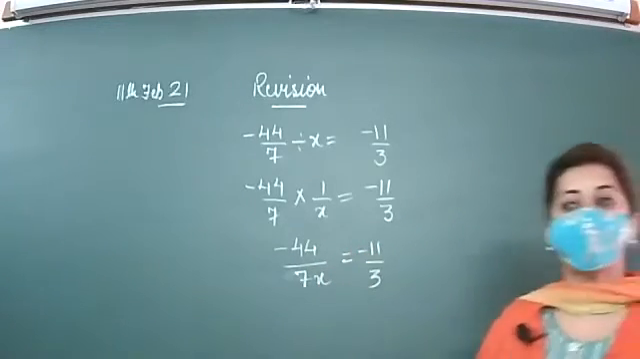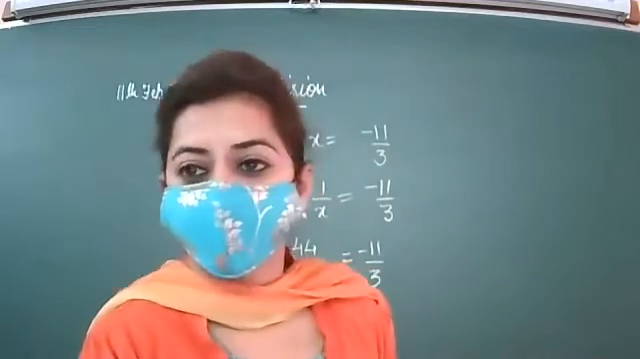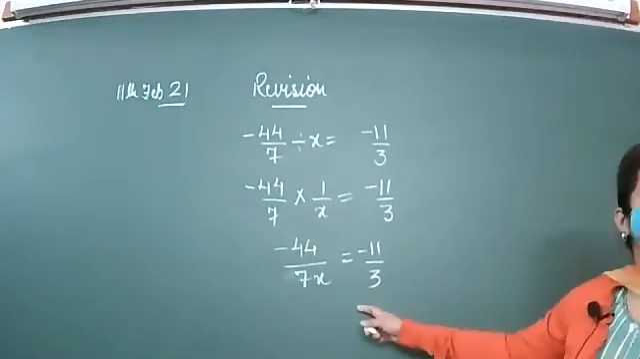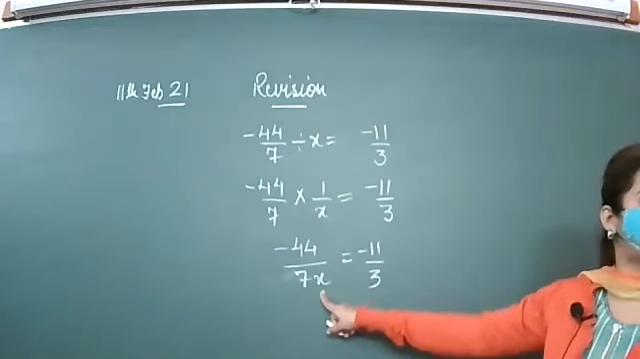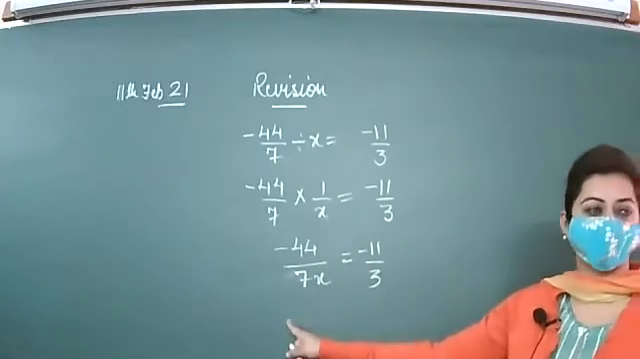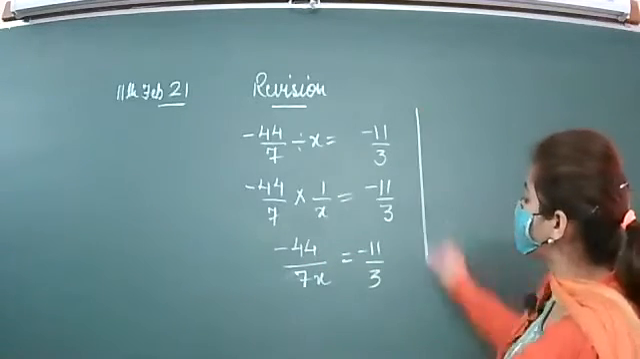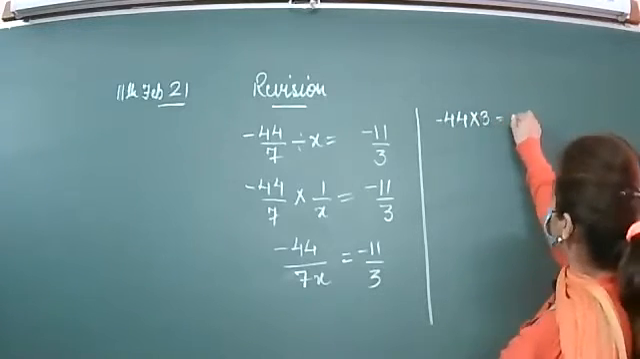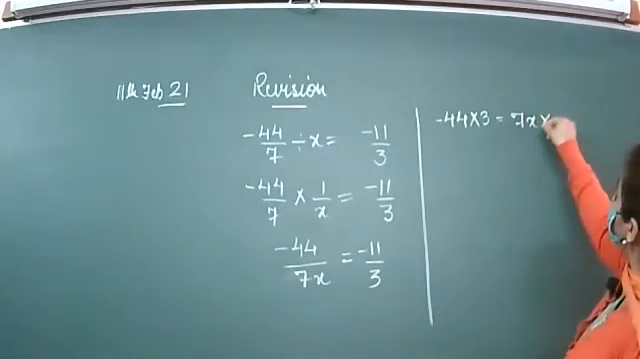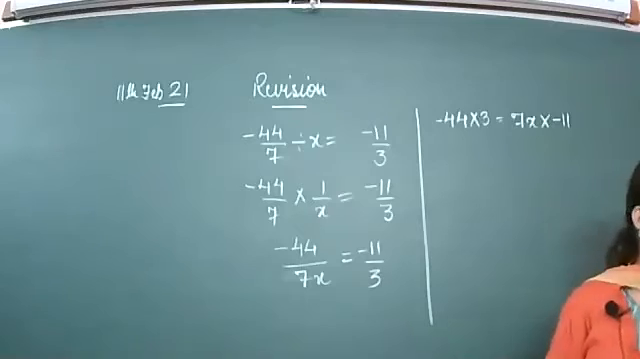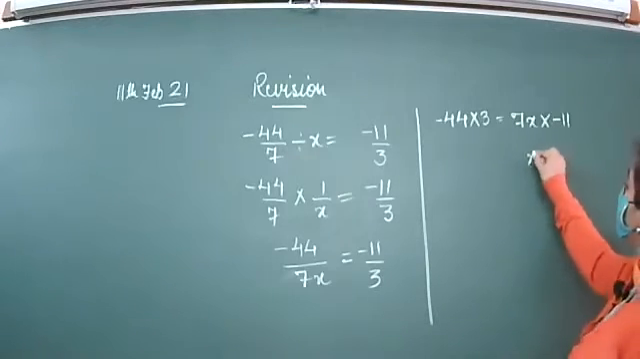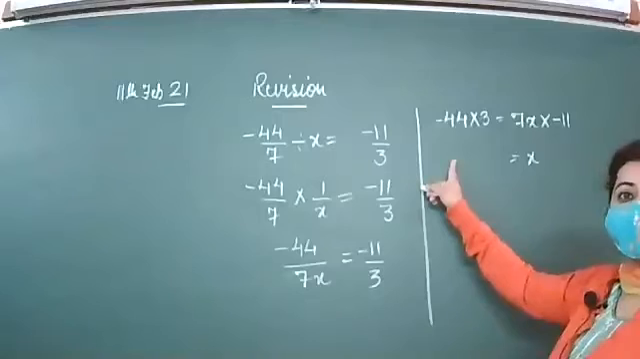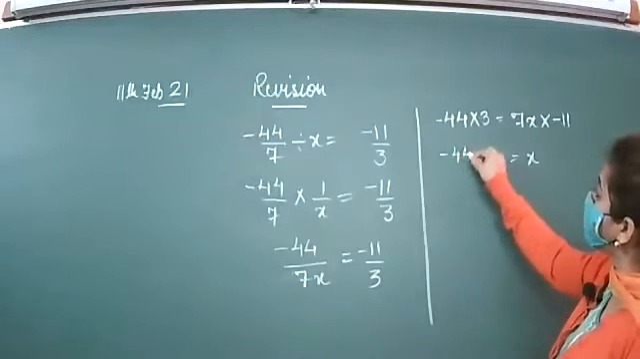This similar type of question you have done in which chapter? Linear equation. So in case of linear equation, you will find x by using cross multiplication method. So cross multiply this term, you will get minus 44 into 3 is equal to 7x into minus 11. Actually, we want to find x here. So leave the x here and shift these two terms in the denominator of the left hand side.